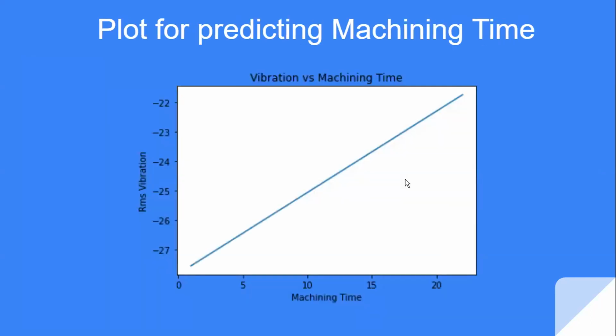Certainly, we always plot the dependent variable on the y-axis and the independent variable on the x-axis. Here it is RMS vibration versus the time. So vibration is the independent thing, and machining time is dependent. So you could have plotted machining time on the y-axis and RMS vibration on the x-axis. Okay. So against a given vibration, I can figure out the machining time, or the tool life. Yes, sir.